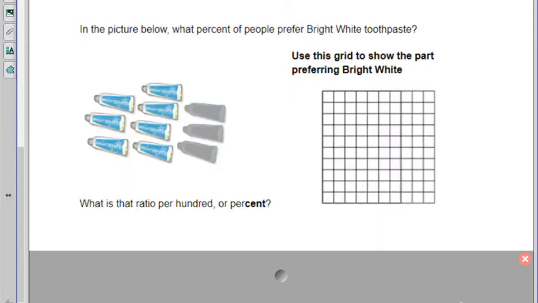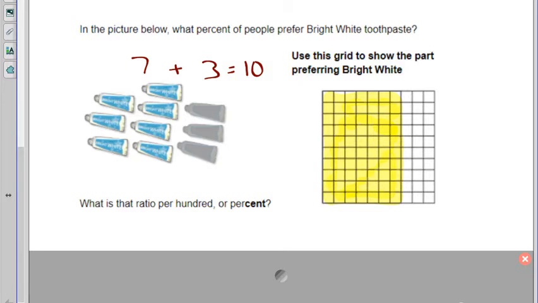Here we're going to use a grid to show what's going on. So we have some different kinds of toothpaste. We have the bright white toothpaste and then the other one, the dingy gray, I suppose. And there are 7 bright whites and 3 dingy grays for a total of 10 toothpastes. And I want to go ahead and shade in to show what part preferred bright white. So 7 out of 10 preferred bright white.